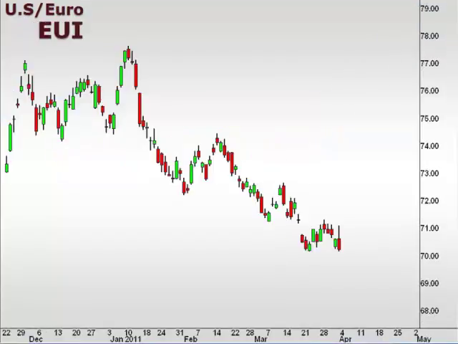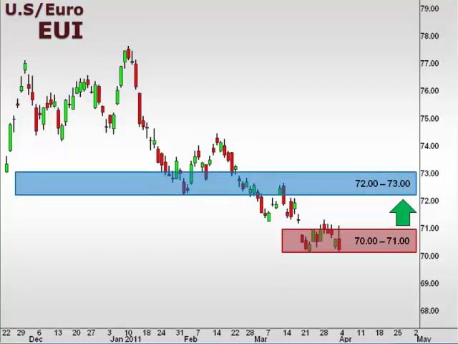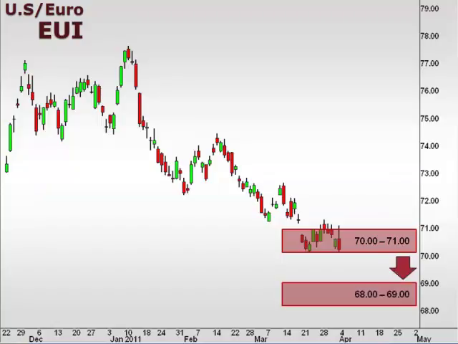Next up, the EUI, the U.S. versus the Euro. The EUI continues to test support down at the 70-71 focal zone. A break above 71 is likely to lend credibility to a retest of the 72-73 level. A break below 70 is likely to follow through with a test down towards 68.